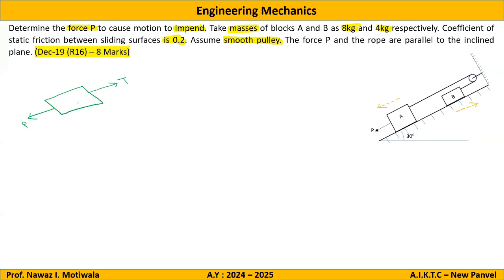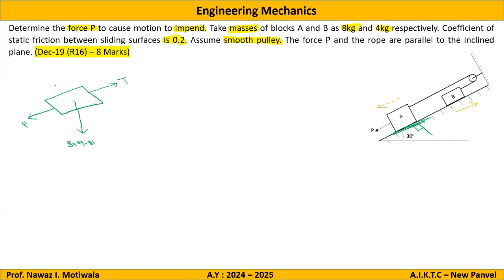Then self weight acting vertically downwards, and the weight is given. In the question, we are given mass, not the weight. So we have to convert it into weight by multiplying it by 9.81. So it will be 8 multiplied by 9.81. Then reaction from contact surface. So as you can see in the diagram, the surface is inclined at angle 30. Reaction will be perpendicular. It will be like this.